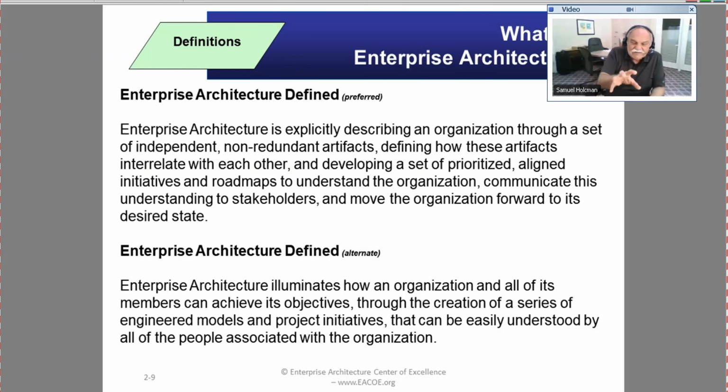to understand the organization and, unfortunately, communicate this understanding to stakeholders. The other thing we've added to that part of the definition is in less than 90 seconds. Because in the world that we're in right now, where everybody's got an itchy thumb and itchy trigger finger, so to speak, we only have so much time. So you and I as architects have to figure out how to talk to people about this in less than 90 seconds to move the organization forward. The second definition is what I call an elevator pitch.